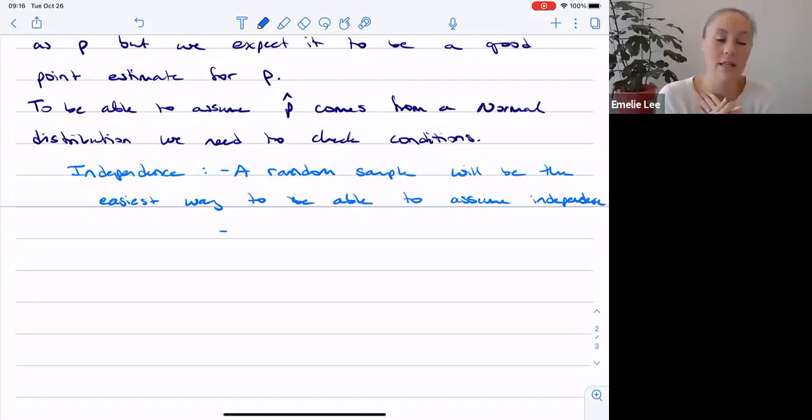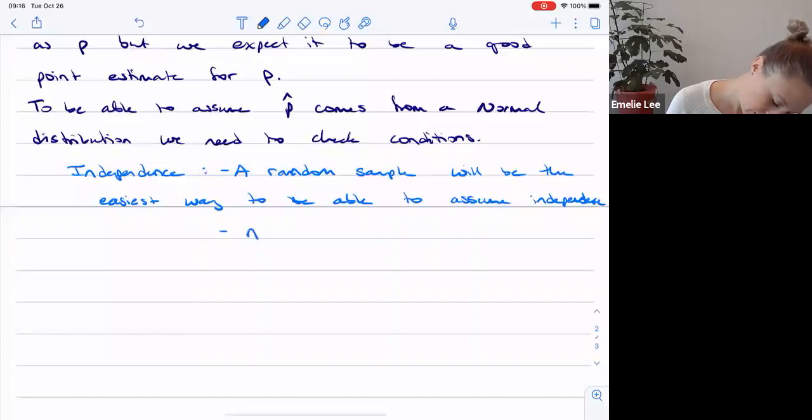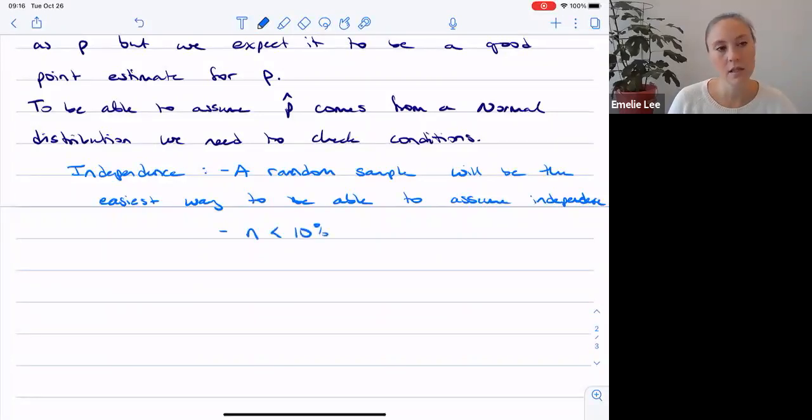Okay. I'm going to throw in the optional thing that we can check. Another thing that contributes to independence is if we make sure that our sample size is less than 10% of the population. And less than 10% ensures that we have independent observations.